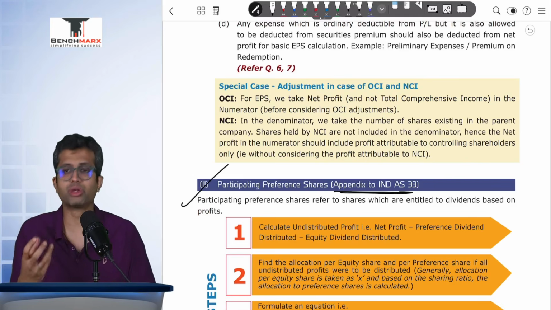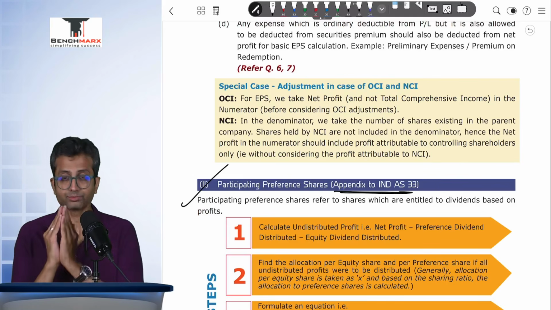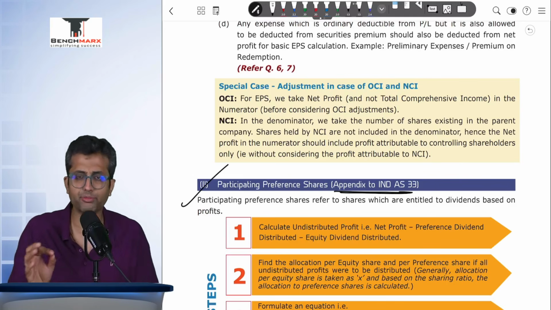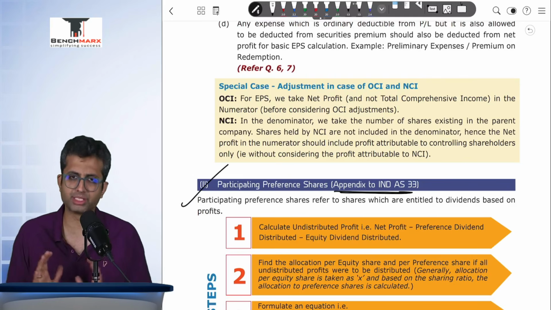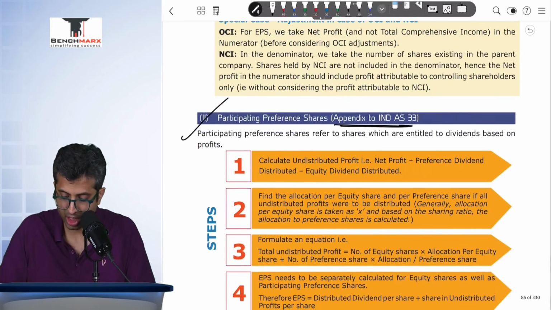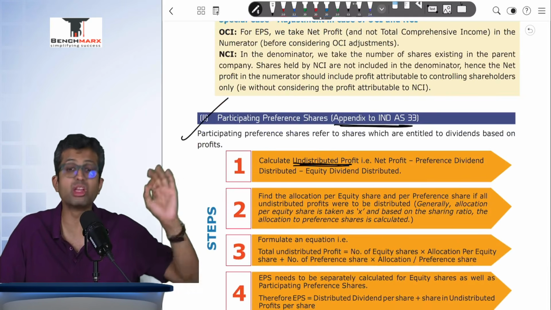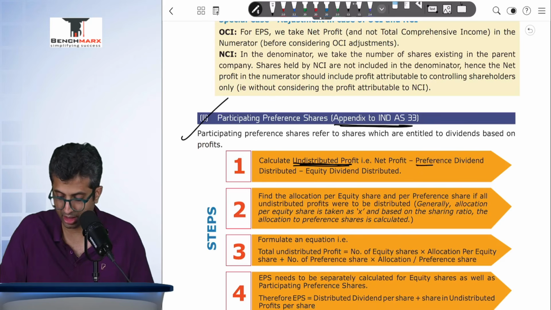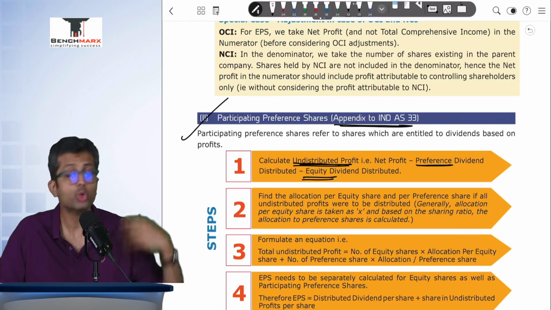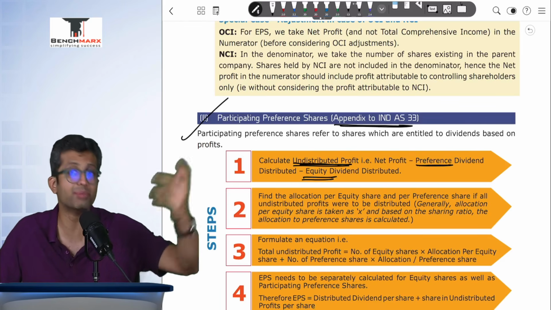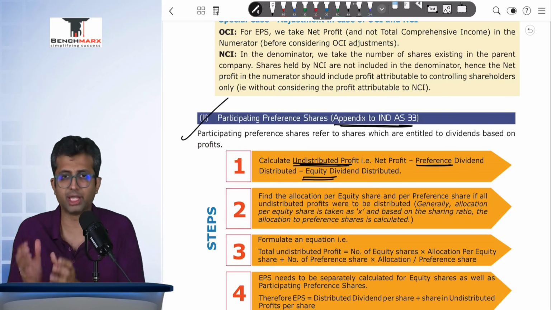Step number 1, you will try to find the undistributed profit. Undistributed profit is that pool of money which is available for distributing both to the equity shares as well as to the participating preference shares. So over here, you will first try to calculate undistributed profit. While doing so, you will deduct the fixed preference dividend if there is an agreement, and also a fixed equity dividend if there is an agreement, which has to be paid before you actually end up paying a preference dividend. So we will try to find that.